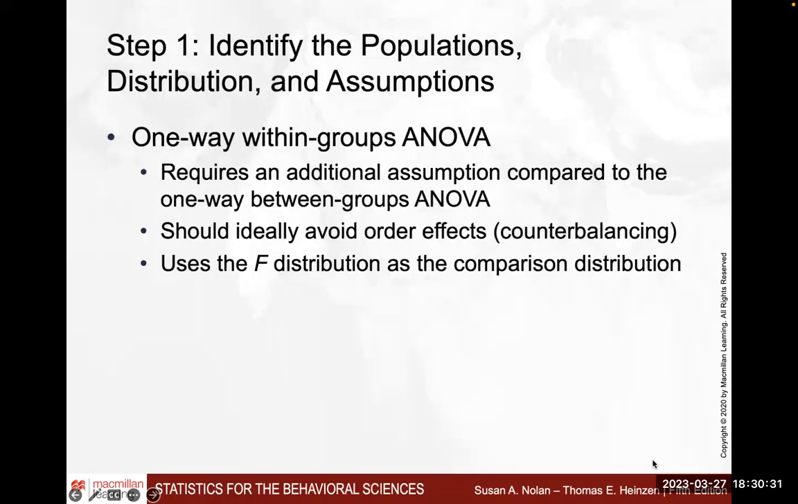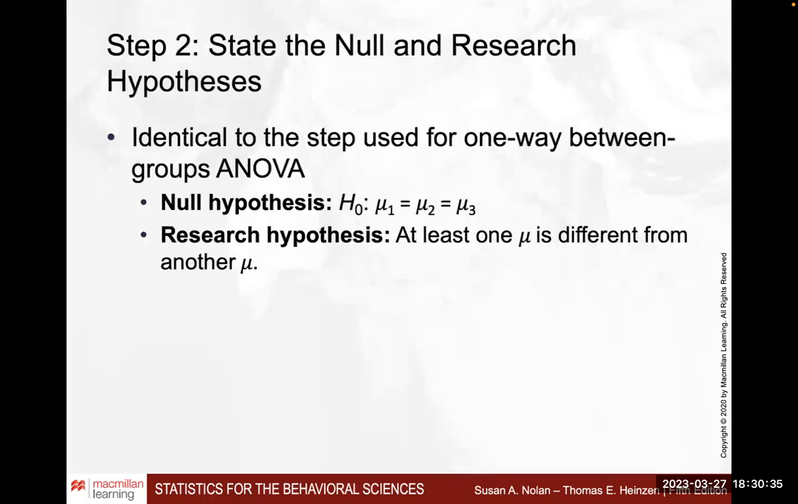Just like the between groups ANOVA, it uses the F distribution as the comparison distribution. The null and research hypotheses are again the same as for the between groups ANOVA. We have mean 1, 2, and 3, which are all three identical under the null, whereas the research hypothesis is that at least one of these means is different from another mean. That is your definition.